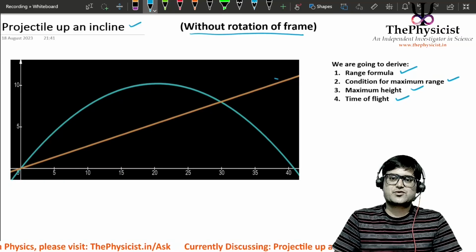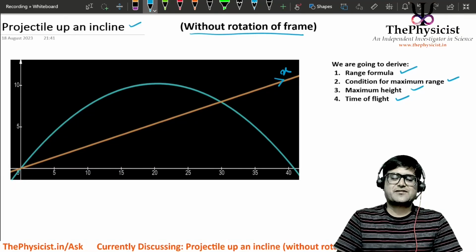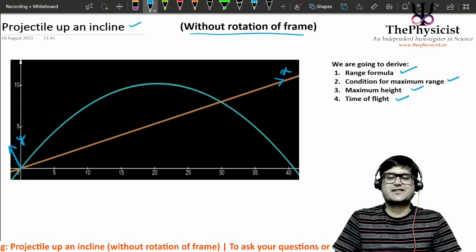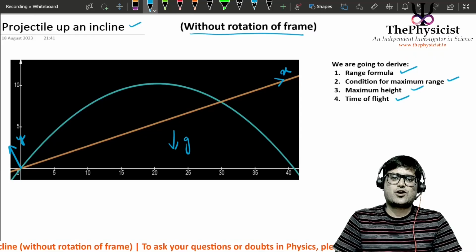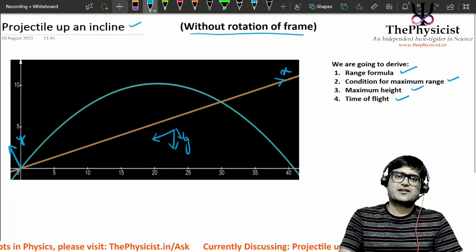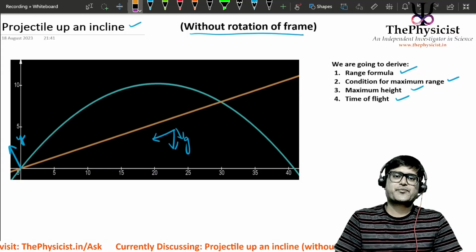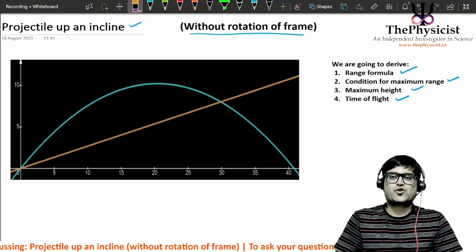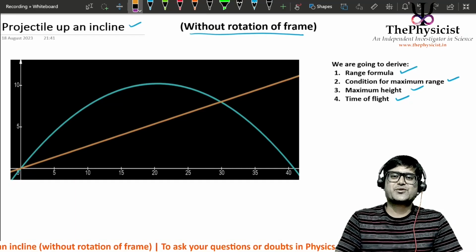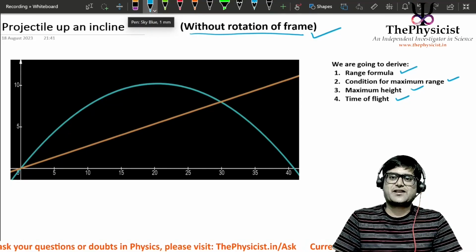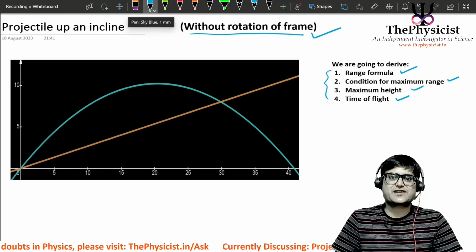What the teachers do is take the incline itself as the x-axis and an axis perpendicular to the incline as the y-axis. Then they split gravity into two components, one parallel to the incline, one perpendicular to the incline, and then they proceed thereon and so forth. That would be easier and less complicated. But for a good exercise of the brain, I am going to use the without rotation method to derive these four expressions. Okay, so let's get started.